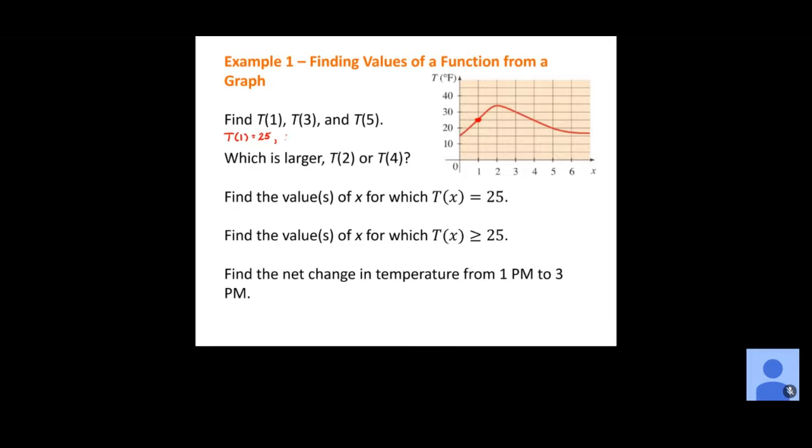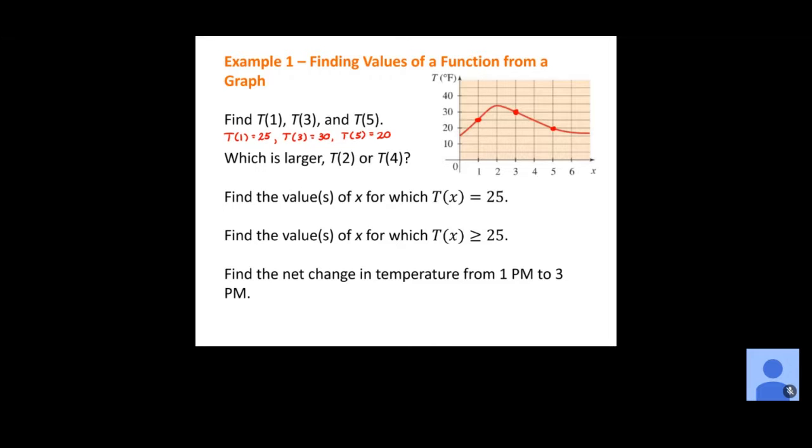All right, then if we're looking at T of 3, same process. We're going to go over to 3. We're going to follow that up to our graph. That hits that point right there. Notice that's right on the 30 line, and so T of 3 should be equal to 30. And then finally, we have T of 5. Again, I'm going to go over to 5 this time. I'm going to follow that up to my graph. That should hit that point right there. And so notice in this case, that's right on the 20 line, and so T of 5 is equal to 20.